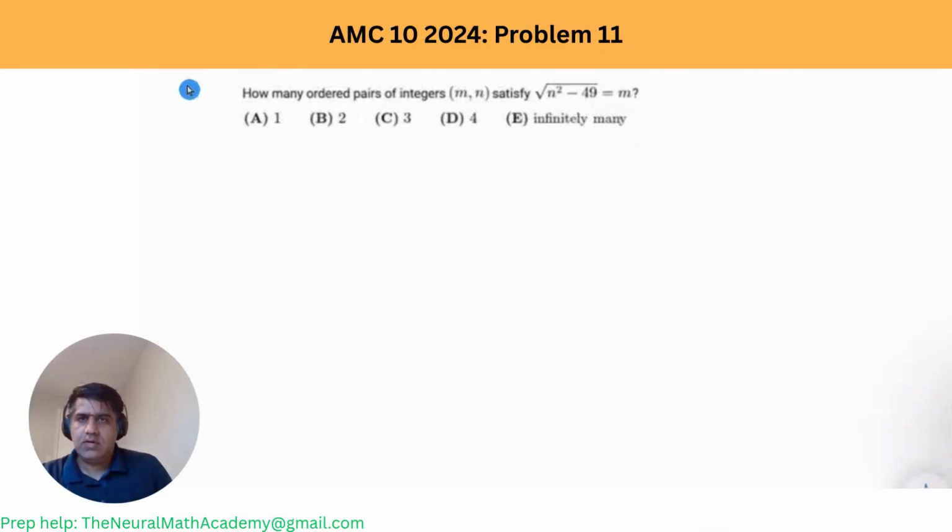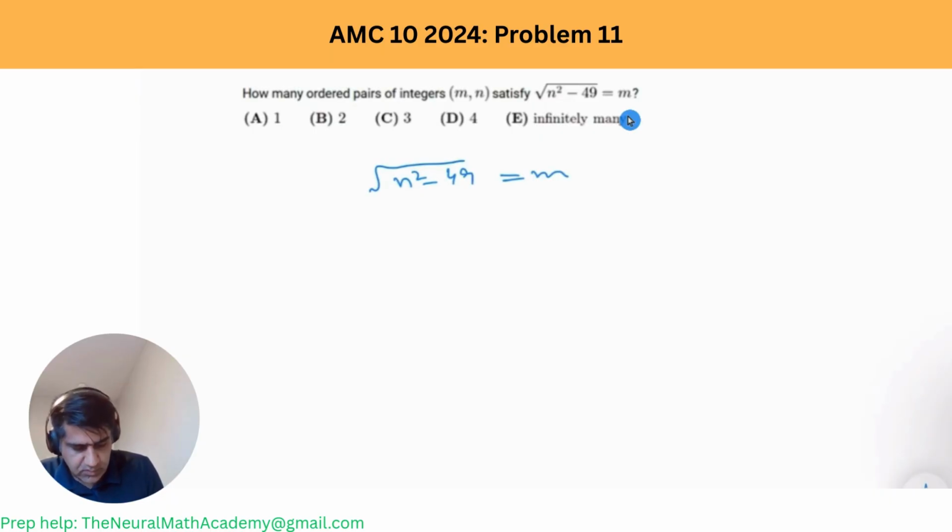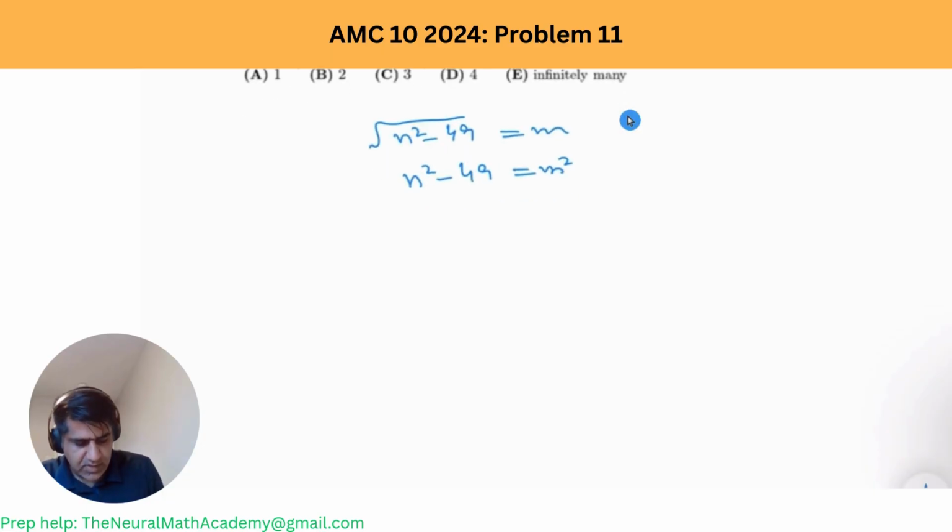That is C. Let's solve problem 11, where we have to find the number of ordered pairs of integers m, n that satisfy this relation. For this problem, first I will rearrange the given equation. I will take the square on both sides of this equation. Then I will be left with n squared minus 49 equal to m squared. Now if I rearrange it, I get m squared minus n squared equal to minus 49.